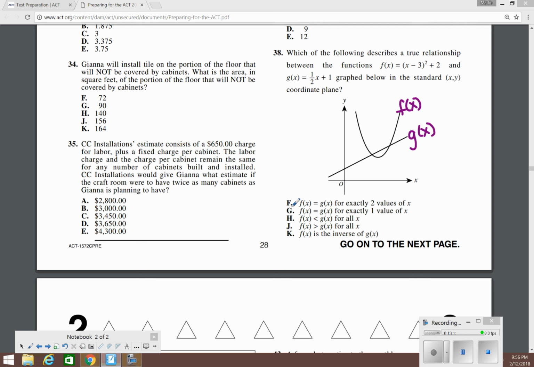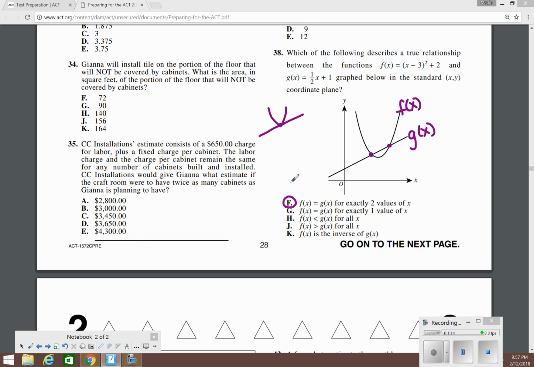And the question is, which of these statements is true? Choice F says that f of x equals g of x for exactly 2 values of x. So the equations are equal where they intersect. And they intersect in exactly 2 values of x. So that's going to be our correct solution. G says that they're equal for only one value. That would be if they crossed at exactly 1 point, for instance, like that, where they only hit at 1 point.